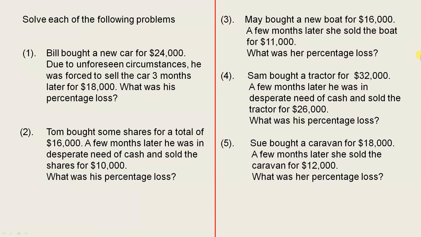Now basically businesses buy goods or they buy stock from wholesalers, and the ideal situation is for the business to sell the goods or the stock at a higher price so they can make a profit. But sometimes, for a number of reasons, the stock has to be sold at a lower price, and that way the business incurs a loss.